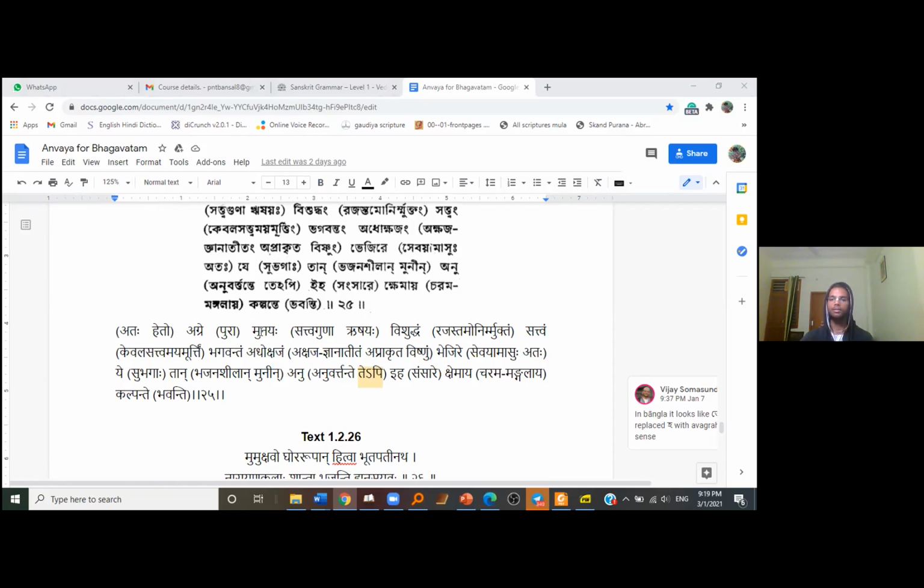So munayah vishuddham sattvam bhagvantam adhokshajam bhejire. They serve, they worship the Lord who is known as Adhokshaja, which means Akshaja Jnana Atitam Aprakrita Vishnum. So Adhokshajam refers to the transcendental Lord Vishnu, who is beyond the sense, beyond the knowledge attained by the senses, or basically who is beyond the sense perception. Aksha is referred to the senses in scriptures. Aksha also means eye at some point of times, and Aksha also refers to the senses.